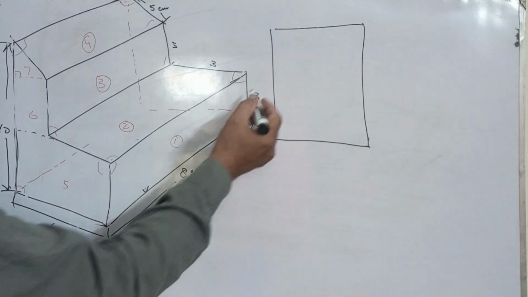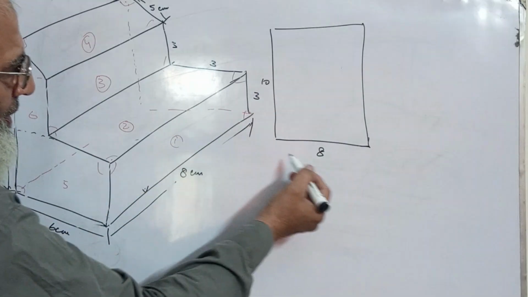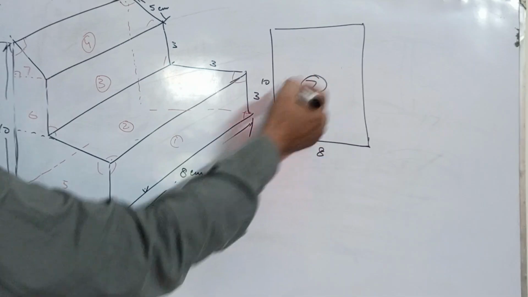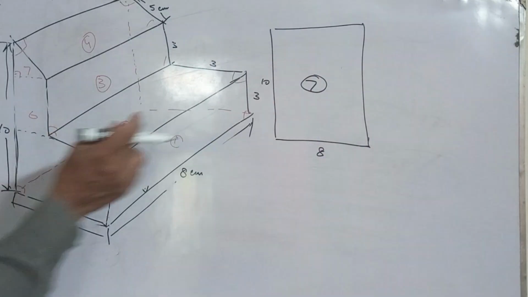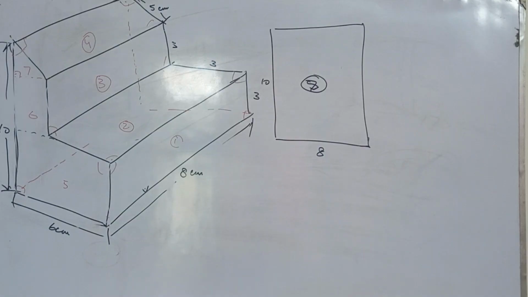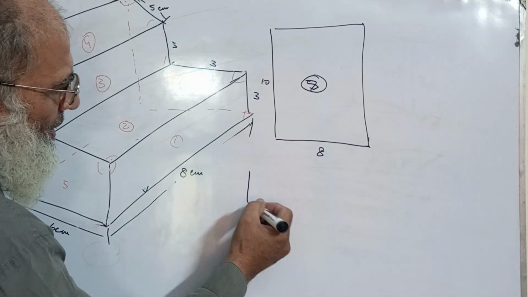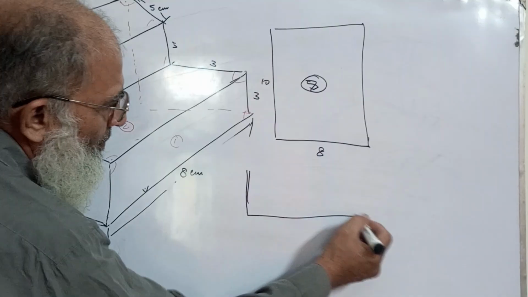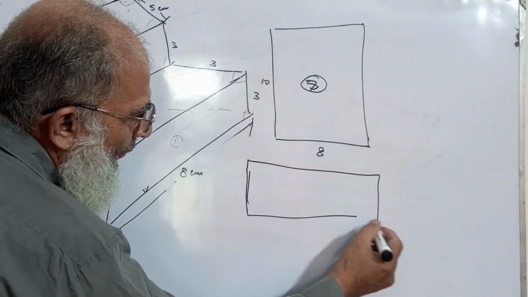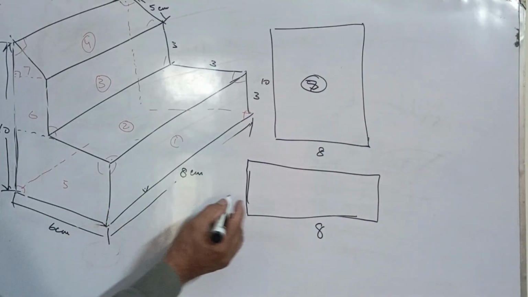Now height is 10 and it is 8. This is the seventh part. Eighth. Okay, this is the 8th part. 7 are already done. Now the bottom. The bottom is 6 by 8. The bottom part is this one. This is 8 and this is 6.